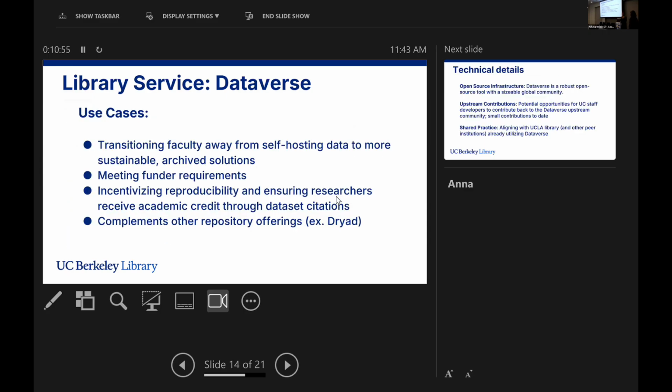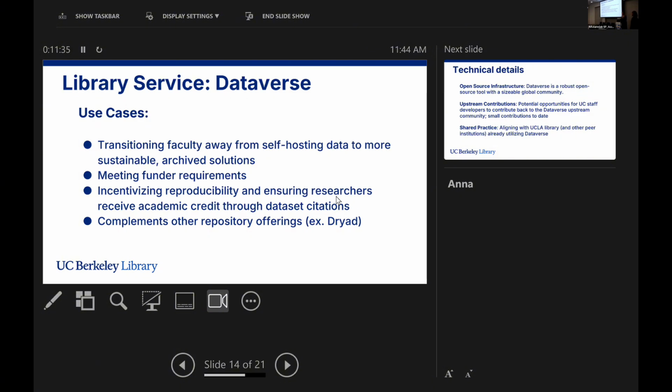A couple of the use cases that we see with Dataverse: we are hoping that we can transition faculty away from self-hosting data to something that's more sustainable, more centrally located. We don't want them putting data on their own personal websites that could be lost at any time. And we want them to have a good solution, a variety of solutions, because we're also members of Dryad and Qualitative Data Repository that will meet their funder requirements. We want to incentivize reproducibility. We want to ensure that these researchers can receive academic credit. They can see their downloads, the number of times their data set has been cited.